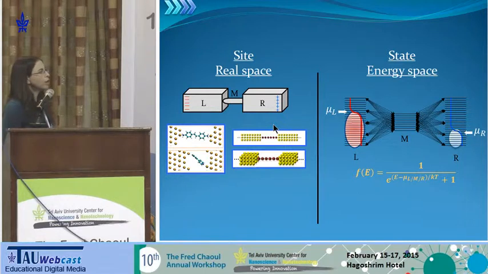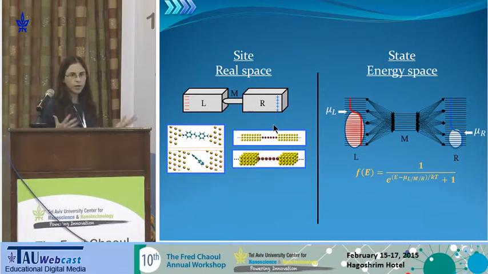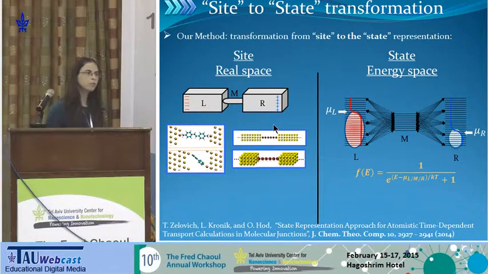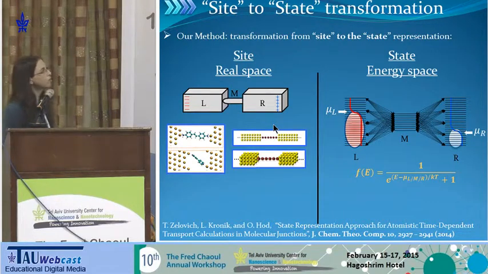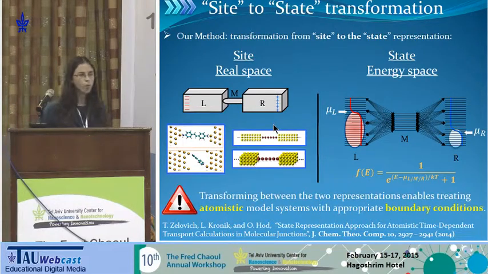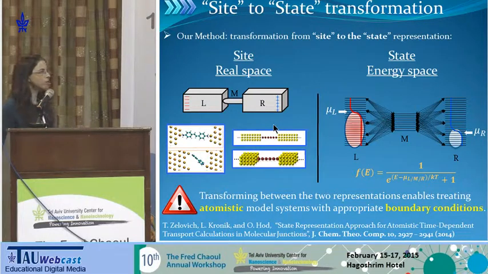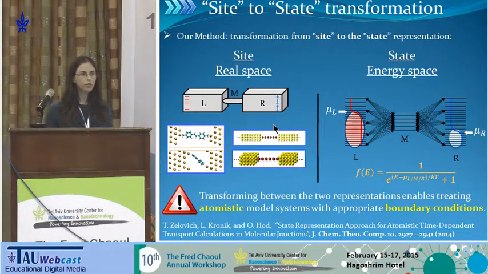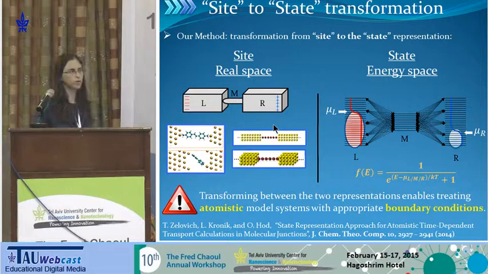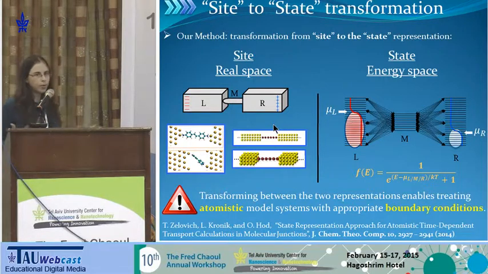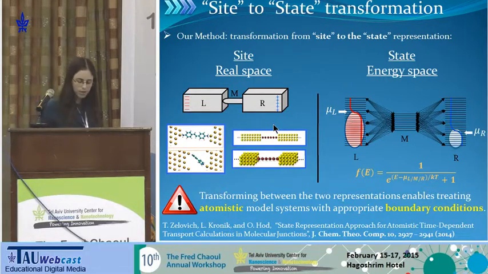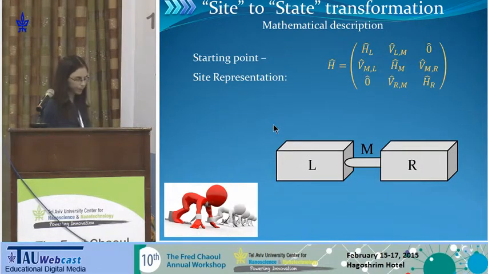So in order to enjoy the advantages of both representations, we are suggesting our model, which is based on a unique transformation from site to state representation. And again, transforming between the two representations enables us to treat atomistic junction models with the appropriate boundary conditions. And when I'm saying boundary conditions, I mean a specific bias voltage and lead electronic temperature. So how can we do that? How can we transform from the site to the state representation?